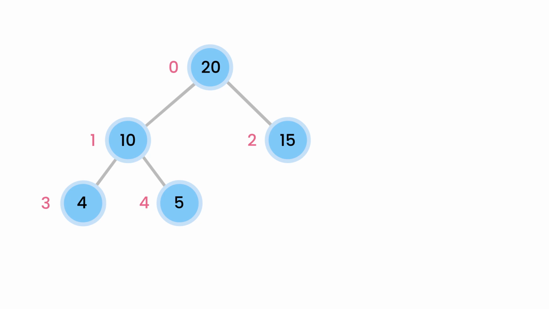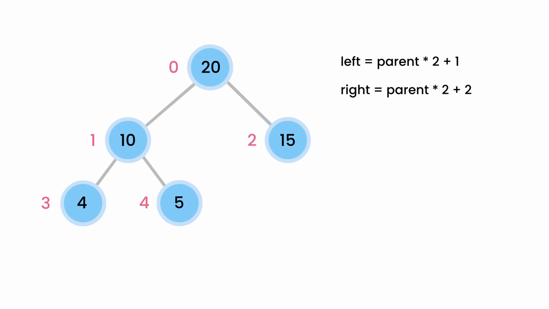That is pretty easy. Look at the index of the 10 and compare it with the indexes of its children. Do you see a relationship? Well, if we multiply 1 by 2 and then add 1 to it, we get the index of the left child. Or if we multiply 1 by 2 and then add 2 to it, we get the index of the right child. So here are the formulas for calculating the index of the left and right children.